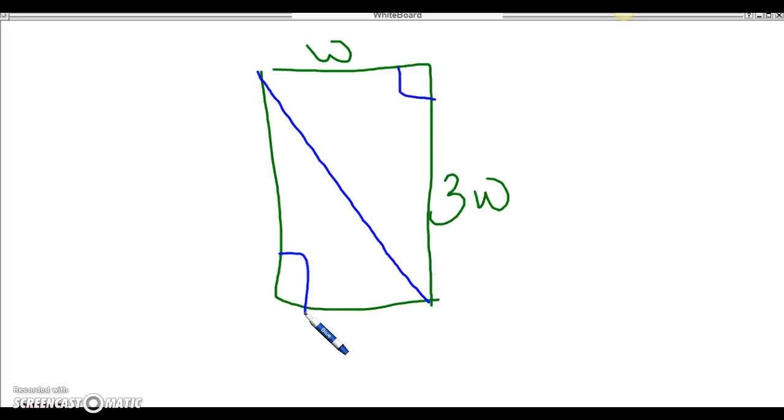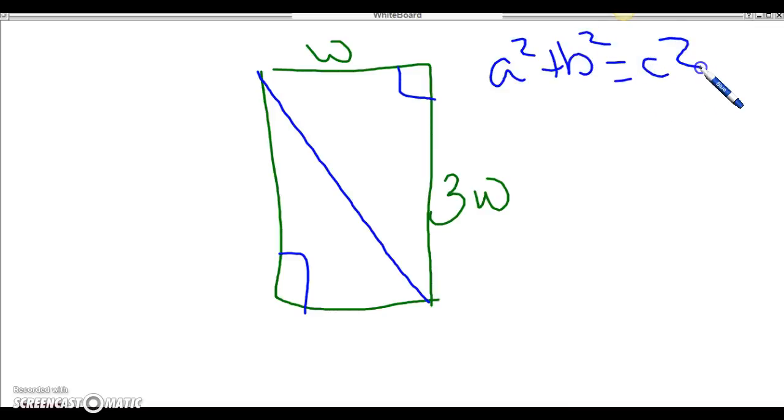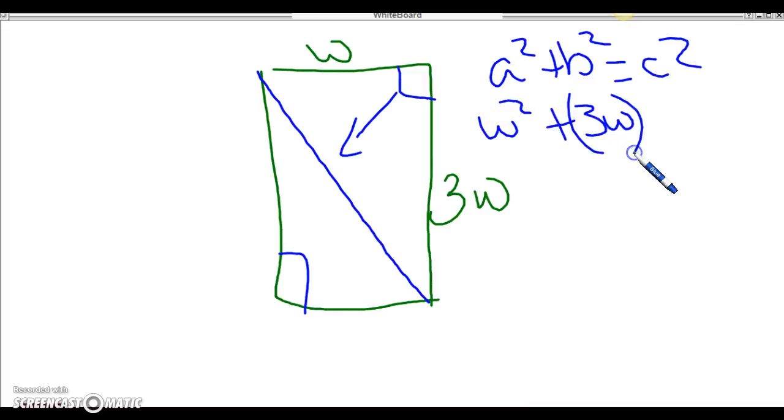We have a rectangular door. So the Pythagorean theorem says that a squared plus b squared equals c squared. And so my c squared is what I'm looking for. So we'll use that. We have w squared as my a, plus b squared, which is my 3w squared, and I'm looking for c squared.